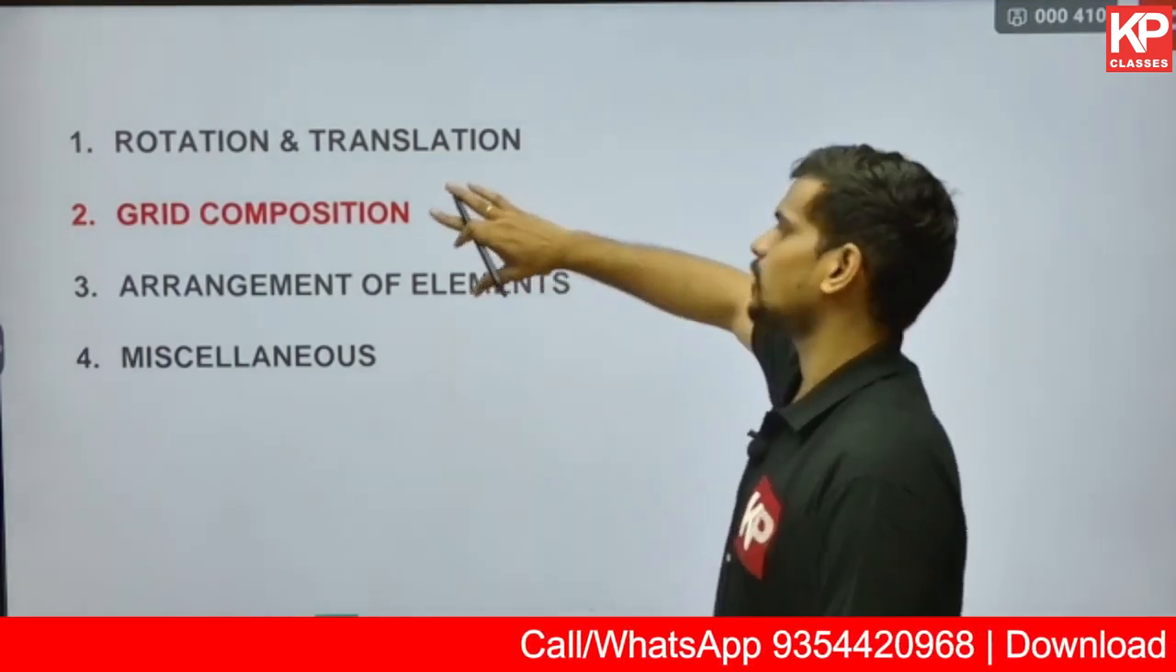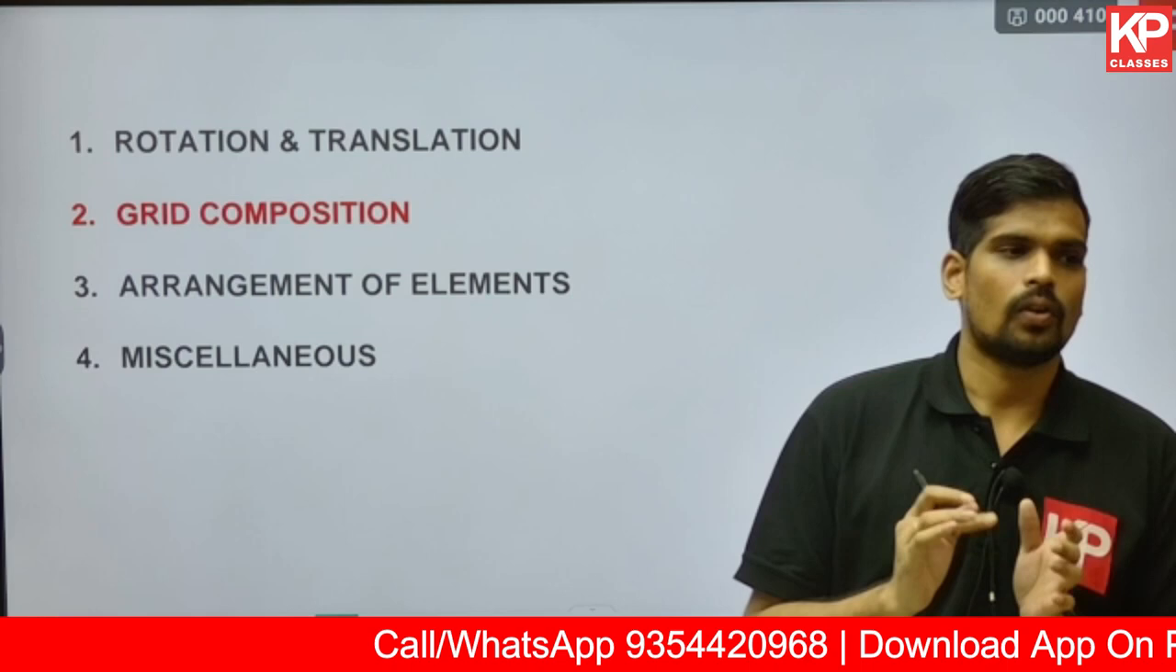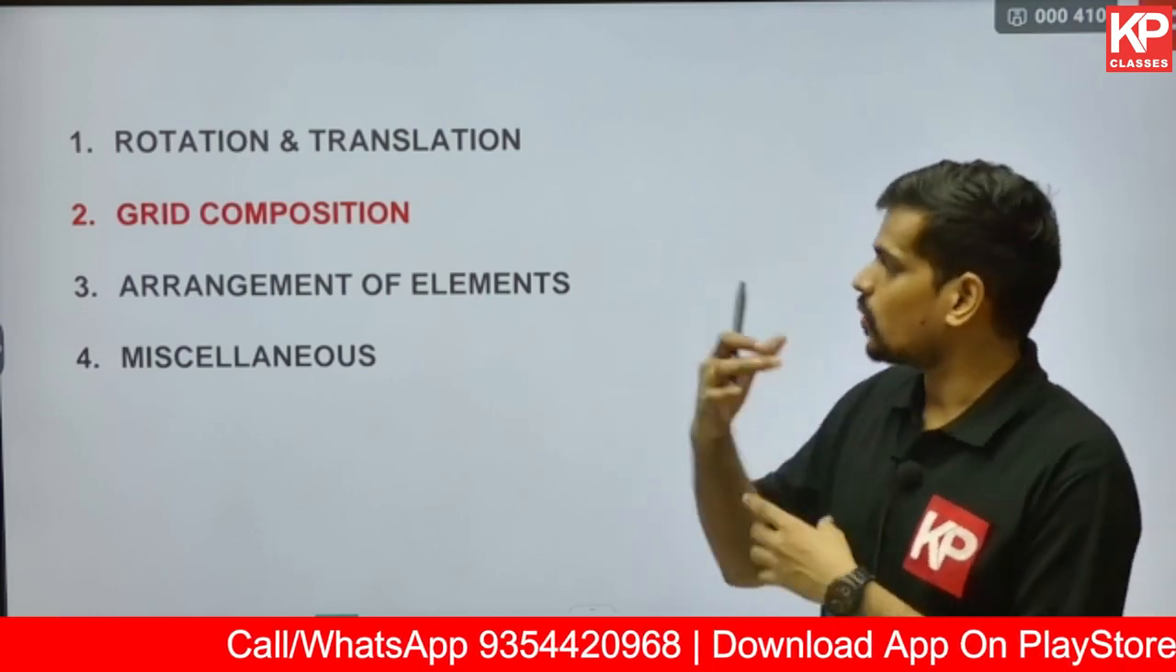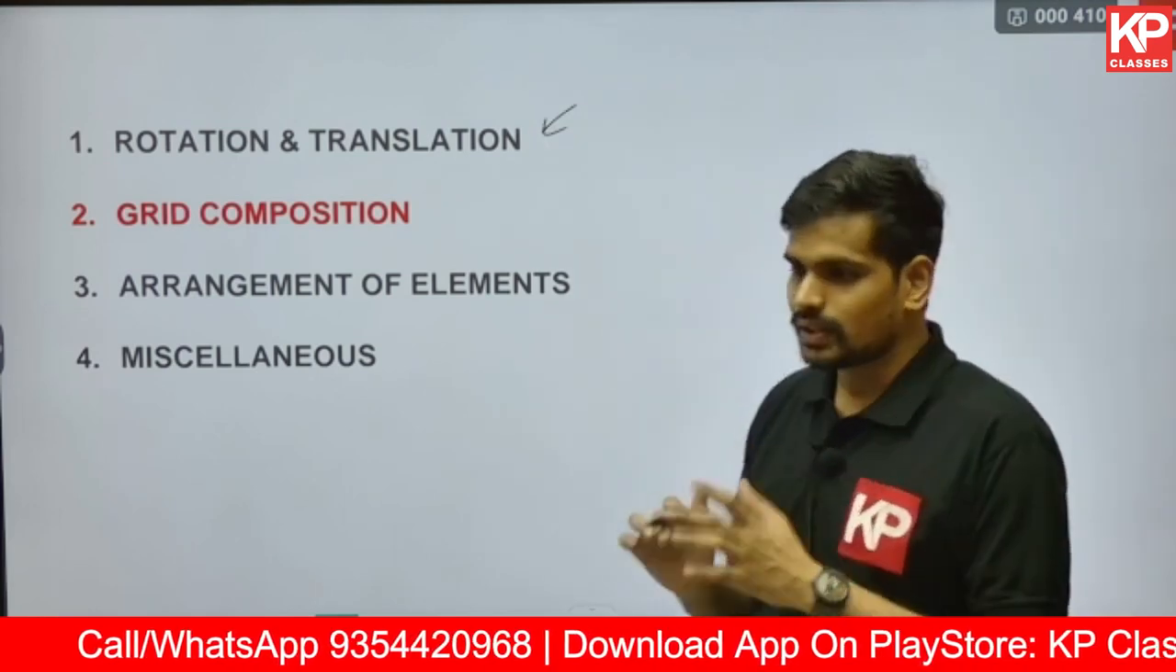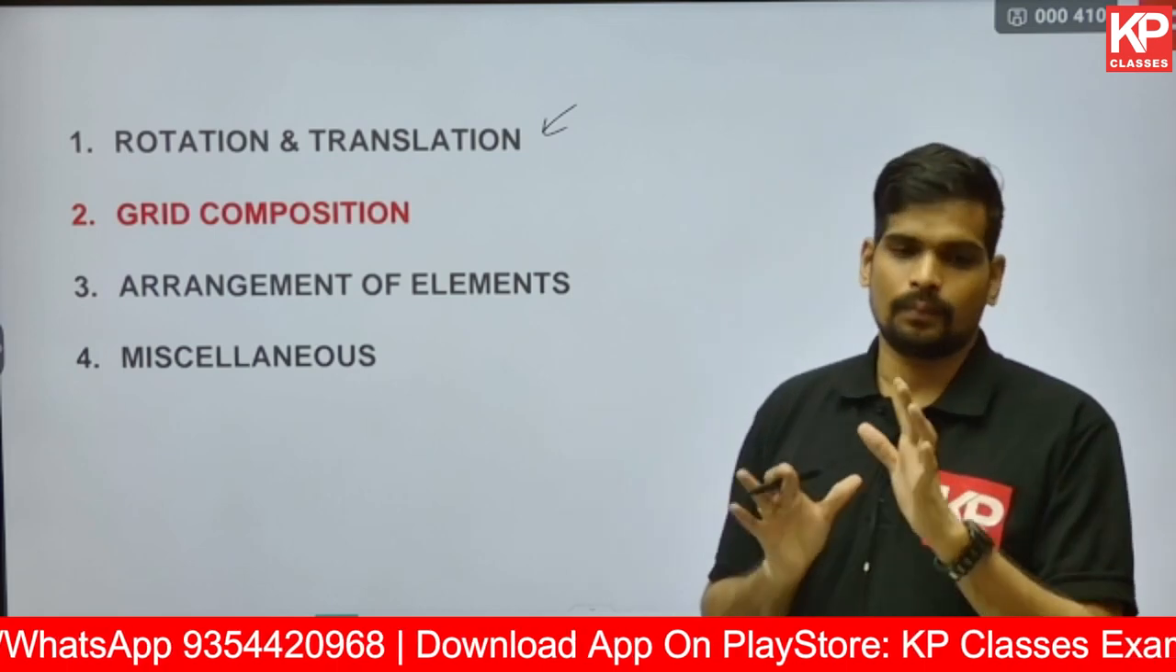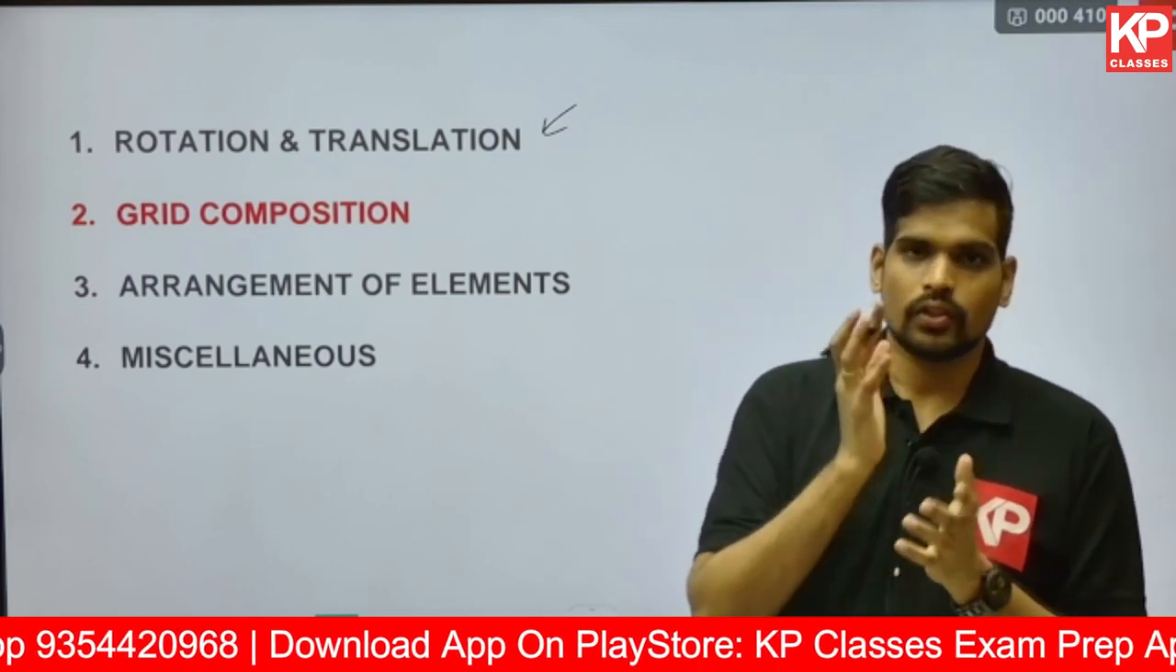Let us now move on to the next model. So we have looked into some examples of questions where there is rotation and translation. What was the approach? The underlying approach is the most important thing which you have to remember.